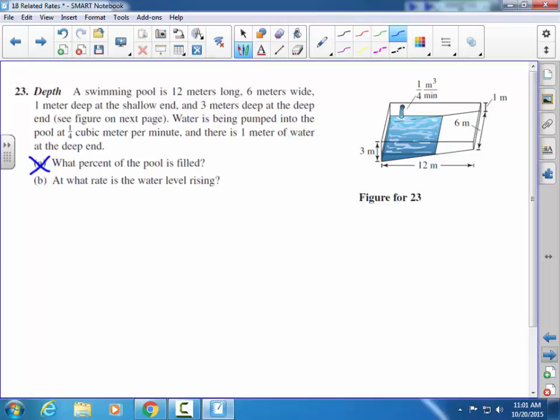The 1/4 cubic meter per minute, the volume. All right. It's not a volume. It is dV over dt. That's different than volume. Volume is how much is in there. This is saying how fast is it going in or going out? It's going in, so it's a positive number. 1/4 cubic meter per minute of water is flowing into the pool. All right?